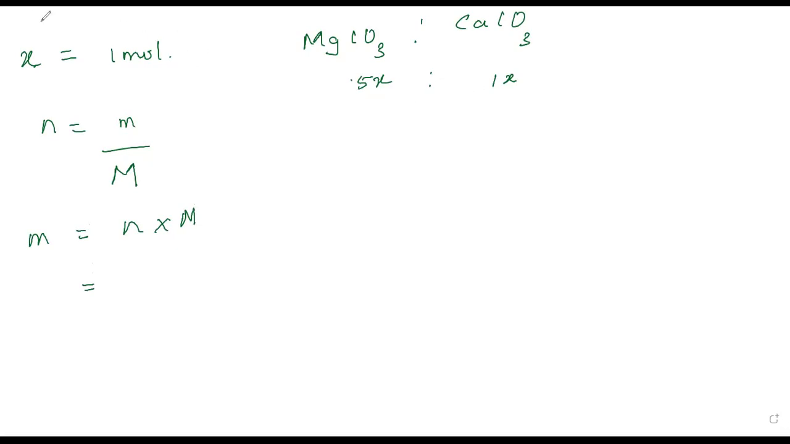I'm going to do this for calcium. So what is the mole? That is 1 mole. And what is the molar mass of the calcium carbonate? 100 gram mole minus 1. So what should be the answer? The mass is 100 gram. Okay, we found. Next.